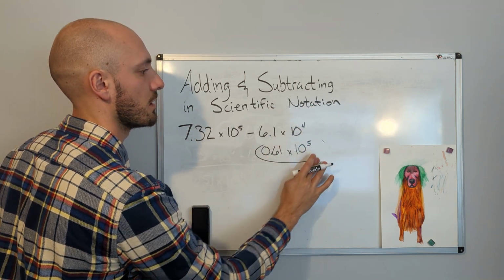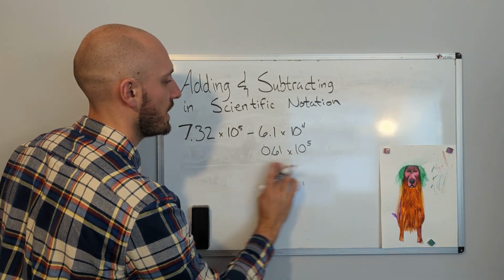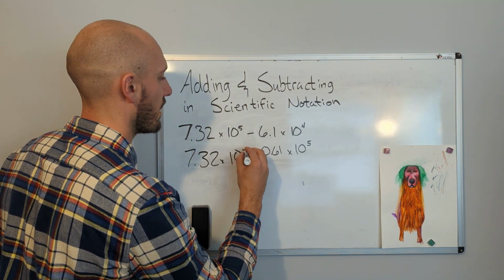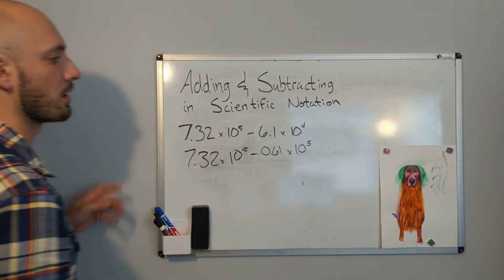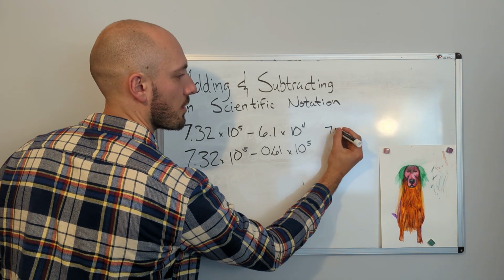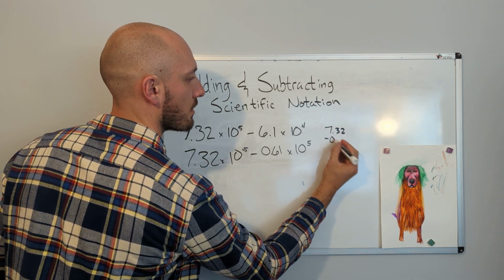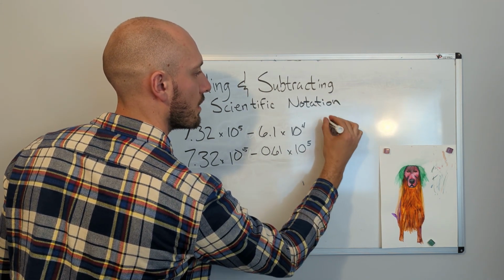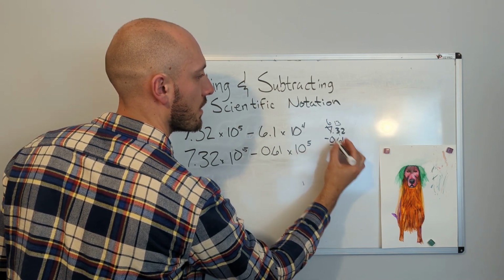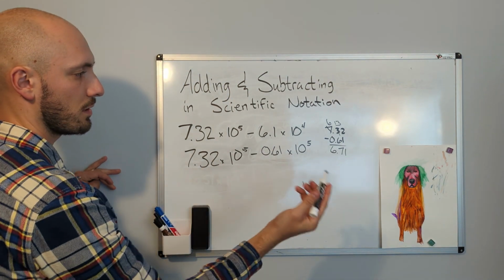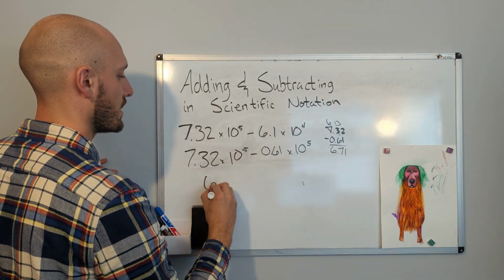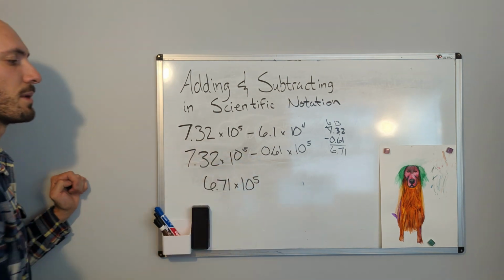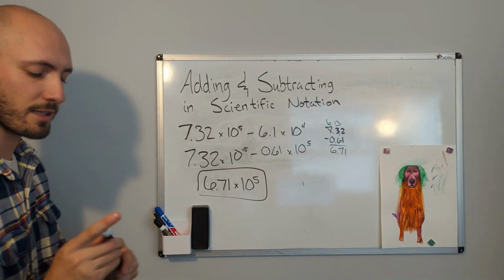So let me just erase this here. And from here, I'll write this other number here too, 7.32 times 10 to the 5th. Now that our exponents are the same, we can simply subtract our coefficients. So let's do that. 7.32 minus 0.61. 2 minus 1 is 1. Borrow here. 13 minus 6 is 7. And we have 6. So our difference, our solution here, is 6.71 times 10 to the 5th. We keep our same exponent there. And that is adding and subtracting in scientific notation.